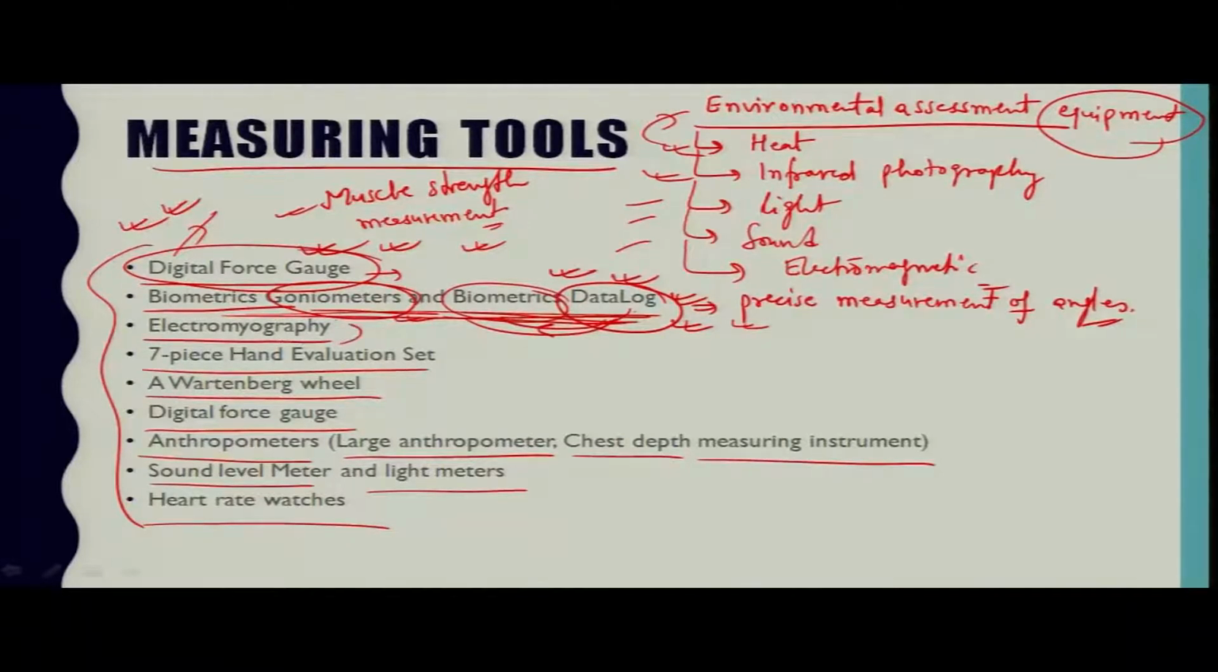Another thing is electromyography. This particular tool, electromyography, comes under nerve condition studies. It is a technique used to evaluate and record the electrical activity produced by skeletal muscles. Electromyography is also written as EMG. This EMG is of two types. First is surface EMG and second is intramuscular EMG.